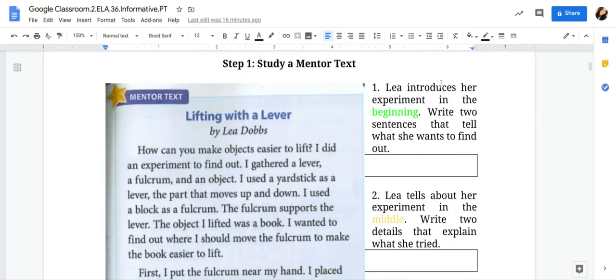1. Leah introduces her experiment in the beginning. Write 2 sentences that tell what she wants to find out. So I'm going to give you some think time, and I want you to read this first paragraph. Tell me, what did Leah want to find out? And go.